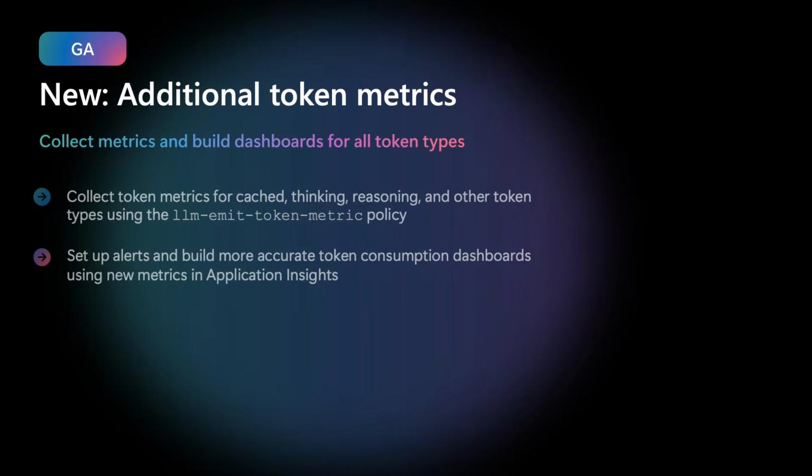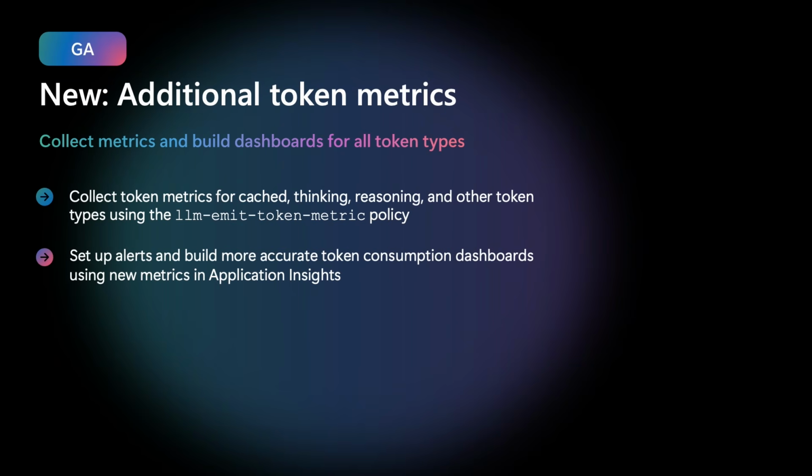I'm also excited to announce general availability of additional token metrics capability in API management. This allows you to collect metrics and build dashboards for all token types, not just completions and prompt tokens, but also thinking, reasoning, cache tokens, and other token types using the LLM emit token metric policy. This policy forwards the token metrics to Application Insights, where you can set up alerts or build more complete and accurate dashboards to represent token usage, or maybe even cost of consumption of models.